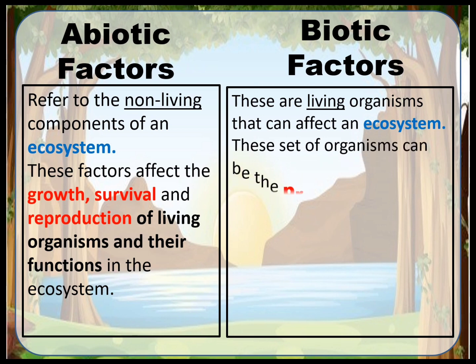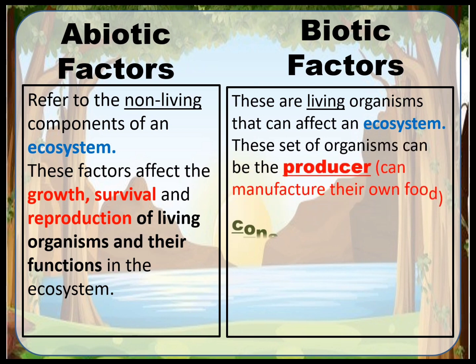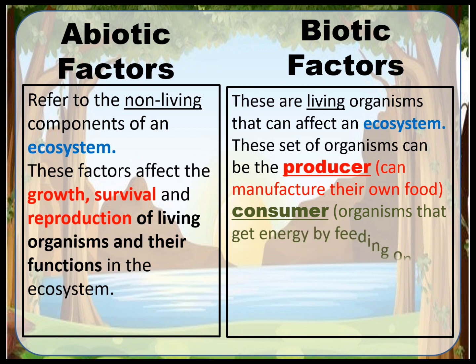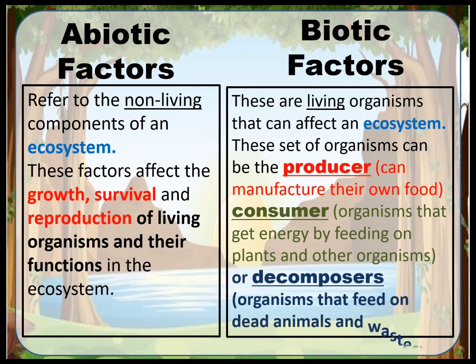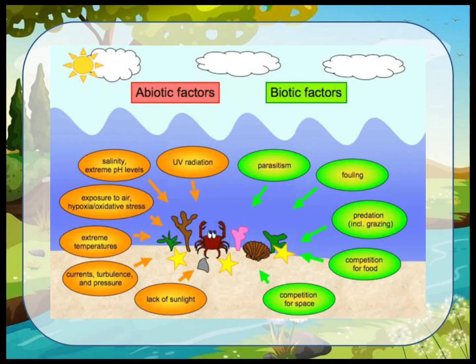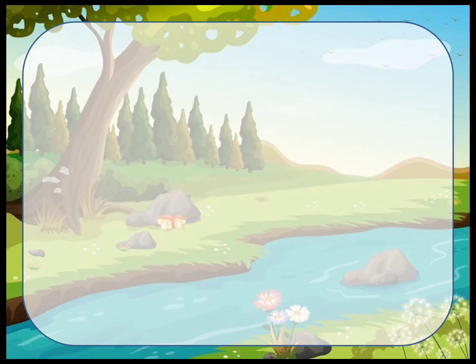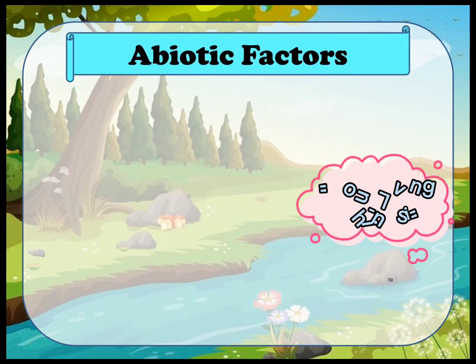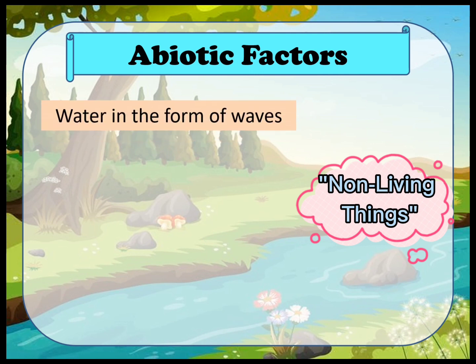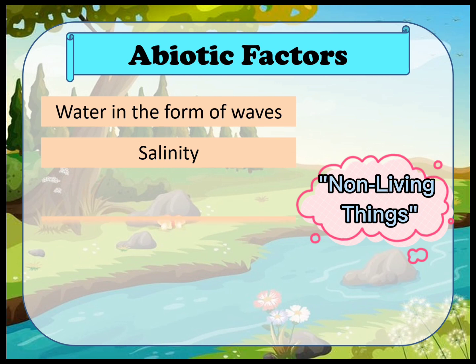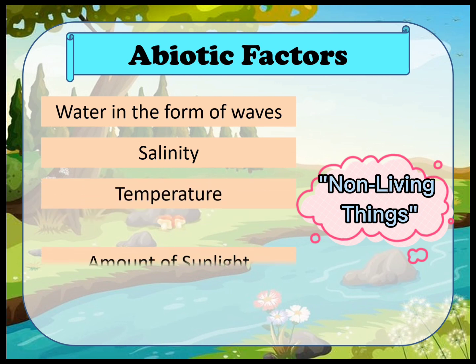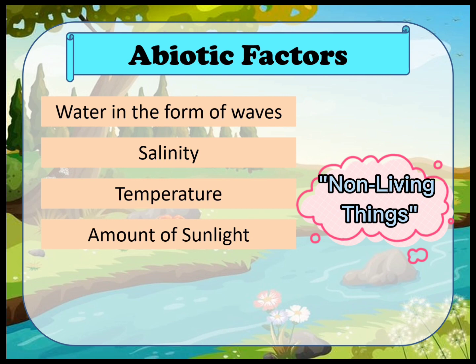This set of organisms can be producers, which can manufacture their own food. Consumers are organisms that get energy by feeding on plants and other organisms. Or decomposers, organisms that feed on dead animals and wastes. These are some abiotic factors that can be found especially in estuaries and intertidal zones: water in the form of waves, salinity, temperature, amount of sunlight, and types of soil.